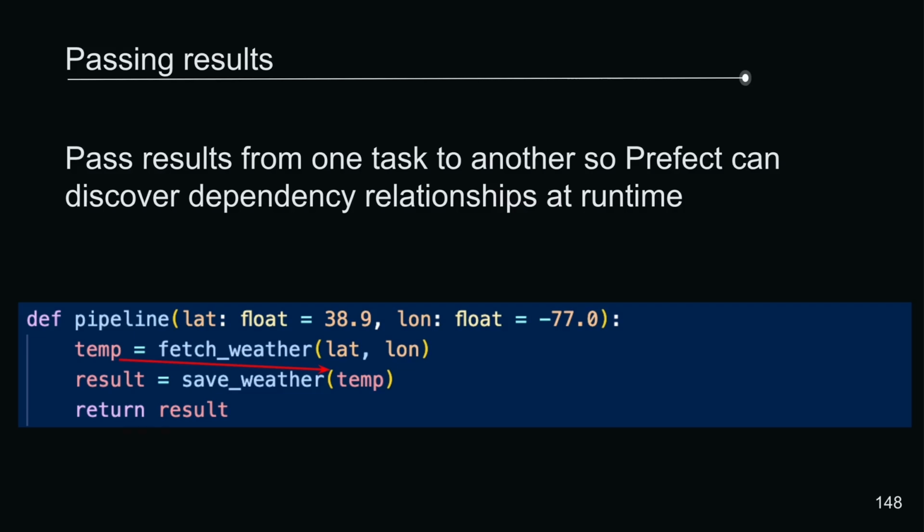So here is a snippet of code from the previous example that we explored in more depth in the previous modules. This is our fetch weather function. We're passing the output of the fetch weather function as input to the save weather function.